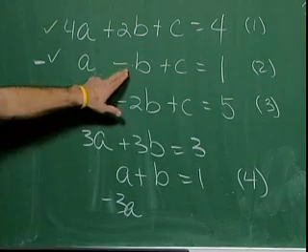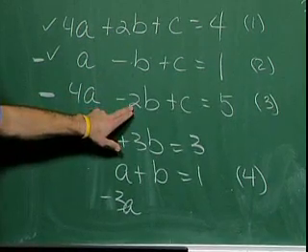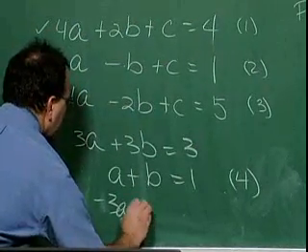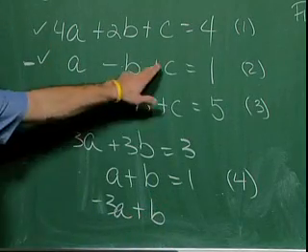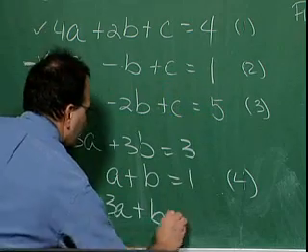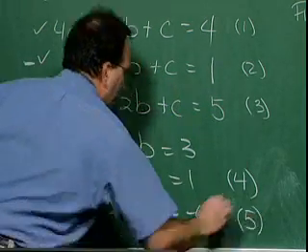Negative b minus a negative 2, so that would be really a positive 2b. So that gives me plus b. And then the c's will, of course, drop out. And 1 minus 5 is negative 4. And that's equation number 5.